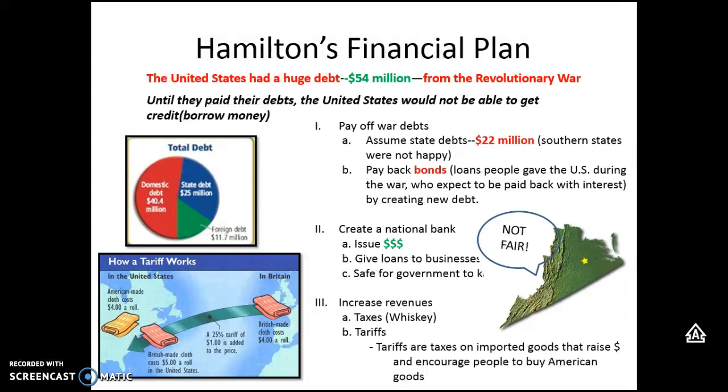Create a national bank, issue money, give loans to businesses, and a safe place for the government to keep money. They felt that it was not fair. Increased revenue means increased money. So let's add taxes to whiskey, that will bring in more money.